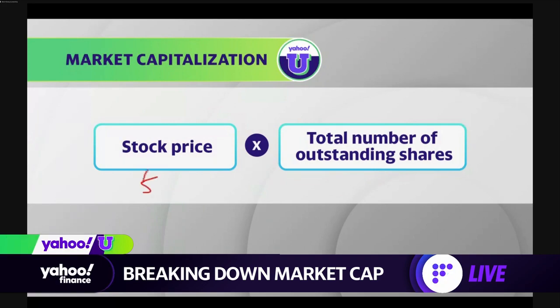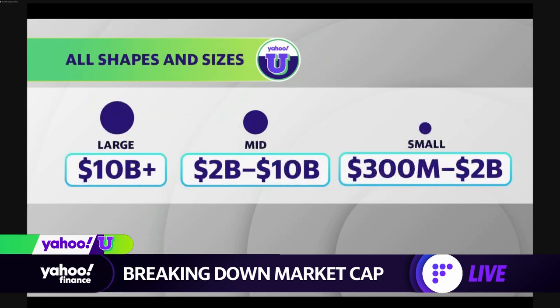So if a stock, for example, is, let's say, $20, and there are 1 million outstanding shares out there. Again, sorry for my terrible handwriting. Pretty easy calculation here. The market cap is going to be 20 times a million. That's $20 million.